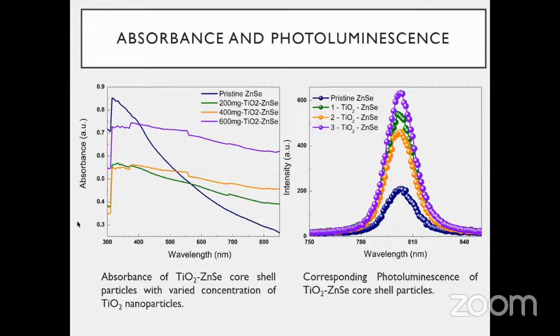We can also see that there is a difference with respect to the presence of TiO2. We can see the difference in the photoluminescence as well. The pristine zinc selenide has a lower intensity, so the photoluminescence of zinc selenide is comparatively less than the photoluminescence of the TiO2 zinc selenide core-shell particles.